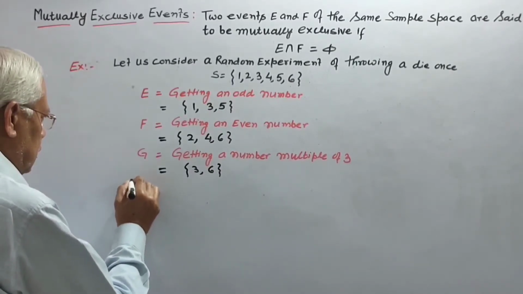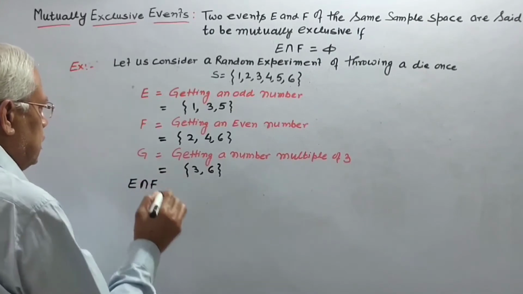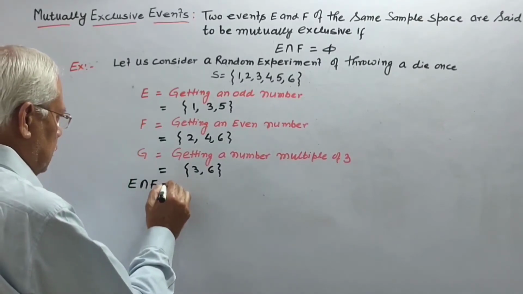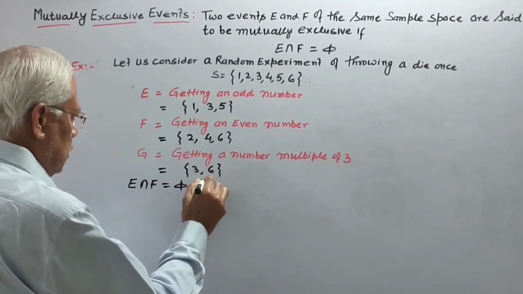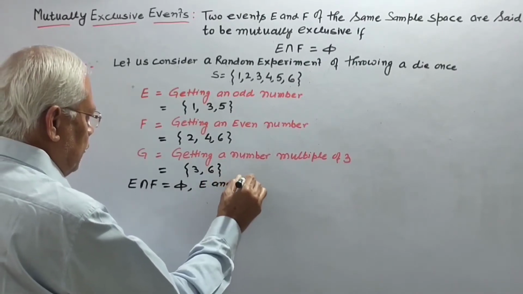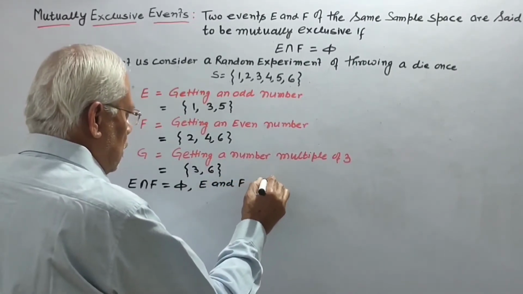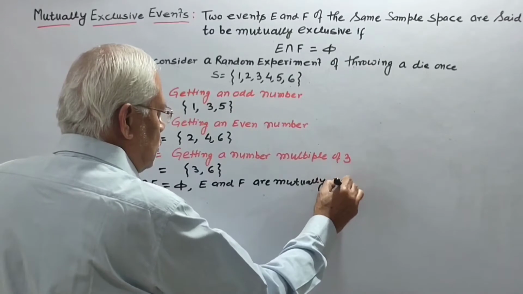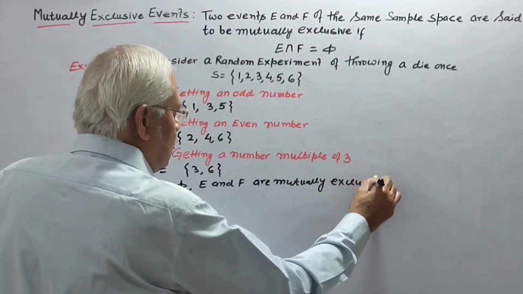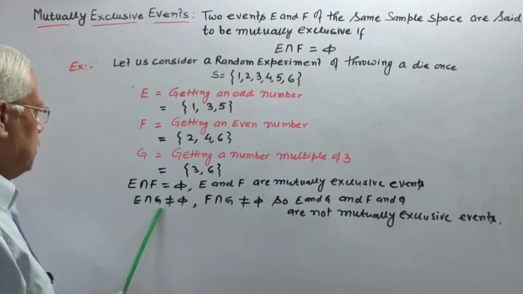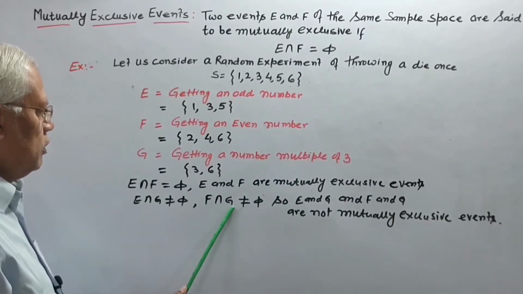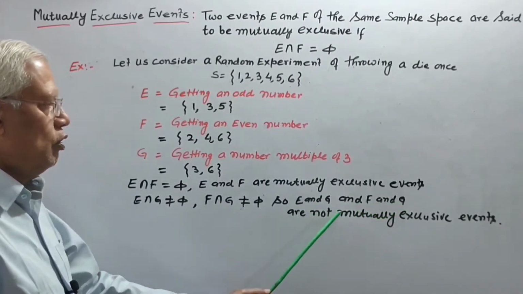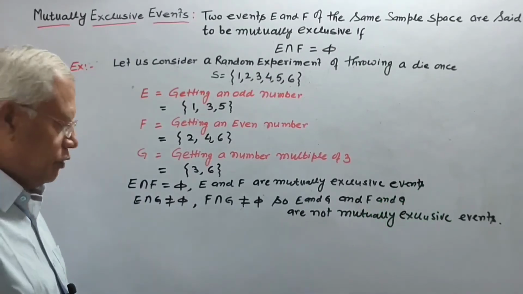Clearly, what is E intersection F? You can see there is no number common between E and F. So, E intersection F is equal to phi. So, you can say E and F are mutually exclusive. But E intersection G or F intersection G are not equal to phi. So, E and G, and F and G, are not mutually exclusive events.